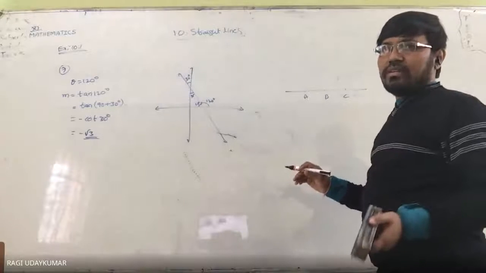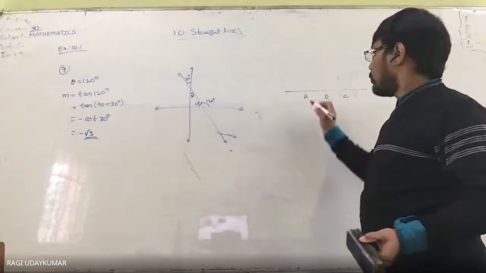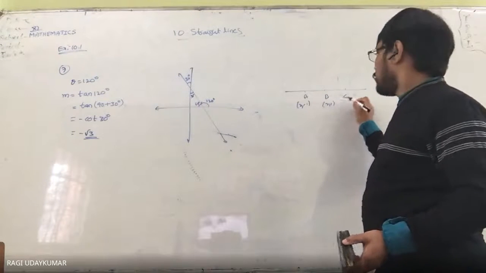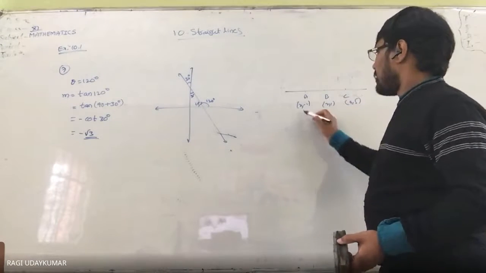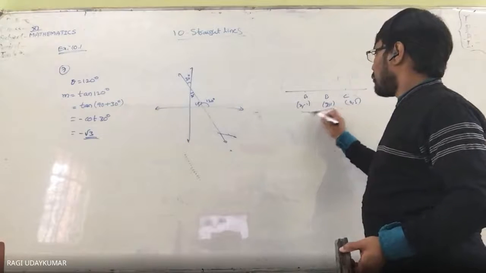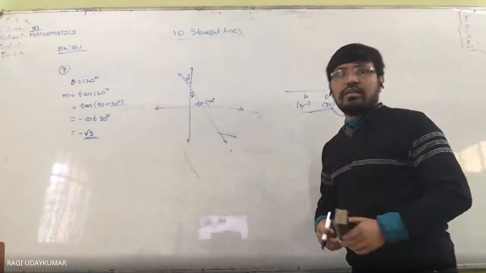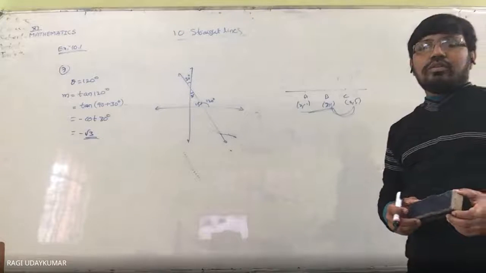Okay, yes sir. The concept is slopes equal, but here the points are given to you: one is x comma minus 1, the second point is 2 comma 1, the third point is 4 comma 2 comma 1. Find the slope of these two, find the slope of these two, equate them, and the value of x will come. Sir, can we also do this with the area of triangle formula?